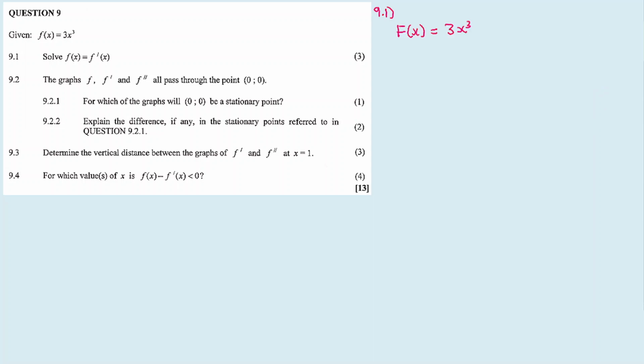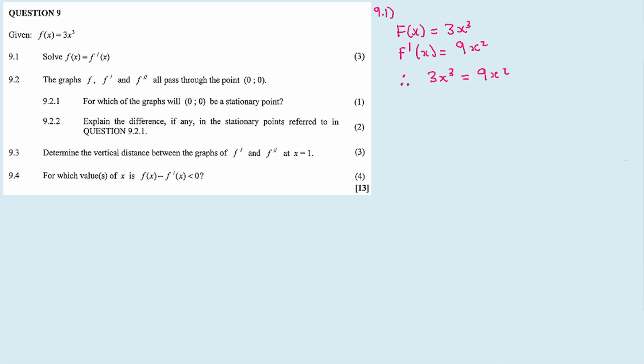So we want to solve the equation f of x is equal to f prime of x. F of x, I have been given, is 3x raised to exponent 3. Now I must find the first derivative of f. So the first derivative is equal to 9x squared. Then I take those functions and equate them: 3x cubed is equal to 9x squared, because f of x equals f prime of x.